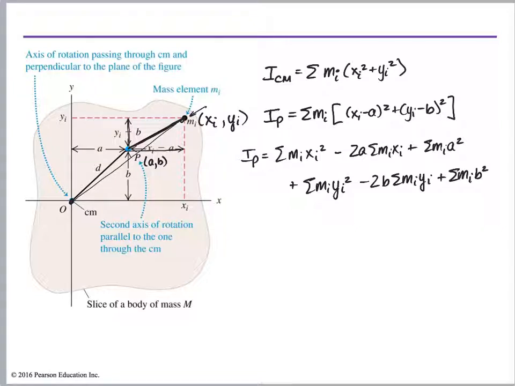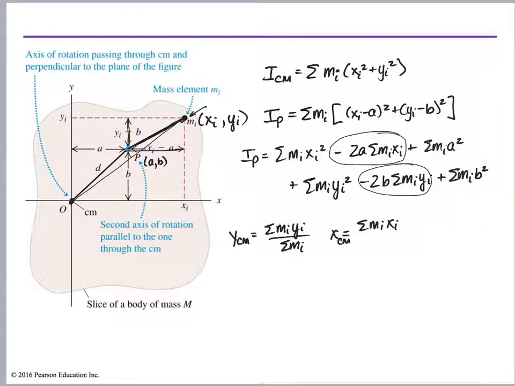Alright, so we have all these terms here. Now, what I want to look at is this term and this term. And notice how they look a lot like the definition of the center of mass, the x and the y position. So for instance, the y center of mass will be given by the sum of m sub i y sub i over the sum of m sub i. And the definition of the center of mass in the x direction will be given as the sum of m sub i x sub i over the sum of m sub i. And so you see those terms are here.